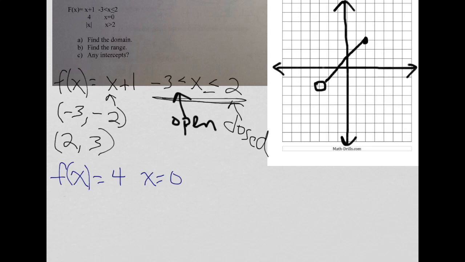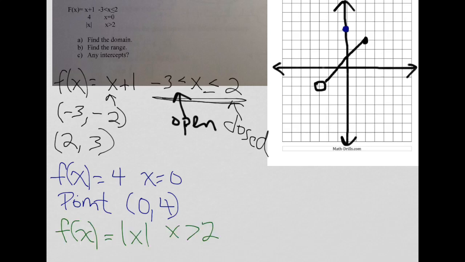Okay, for the second one, f of x equals 4 when x equals 0, that's not a line, that's a point. To figure out what point it is, it says it right there in the problem. Your x is 0, your answer is 4. So let's go ahead and plot 0, 4. 1, 2, 3, 4.